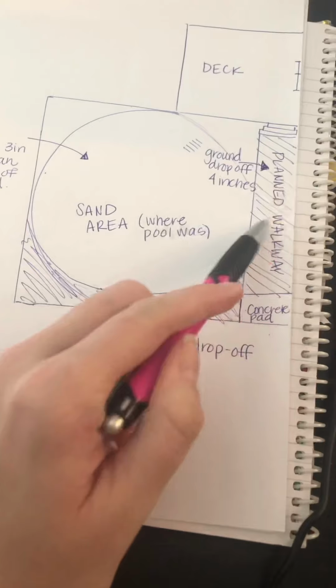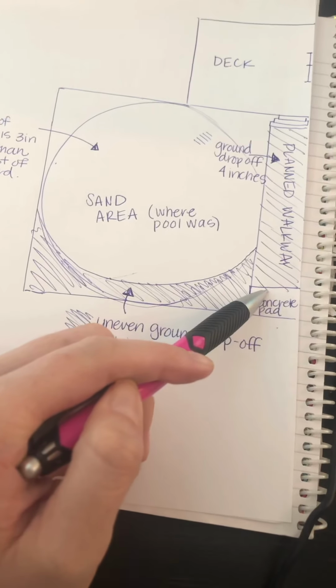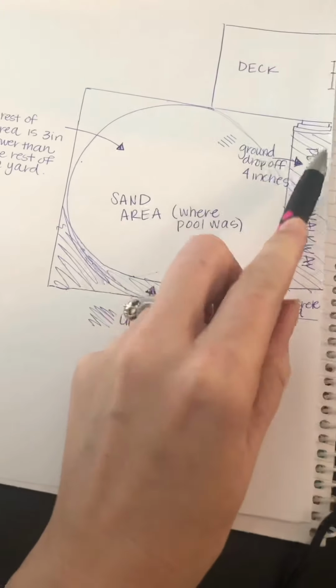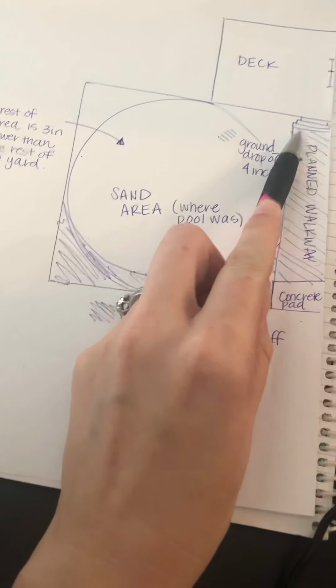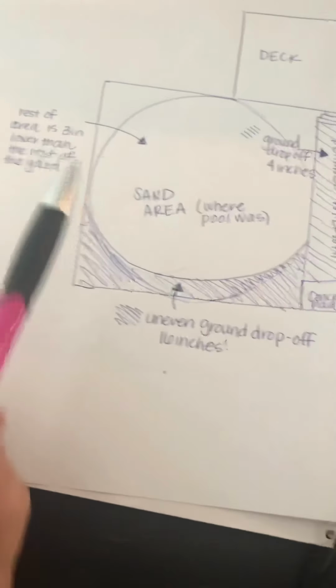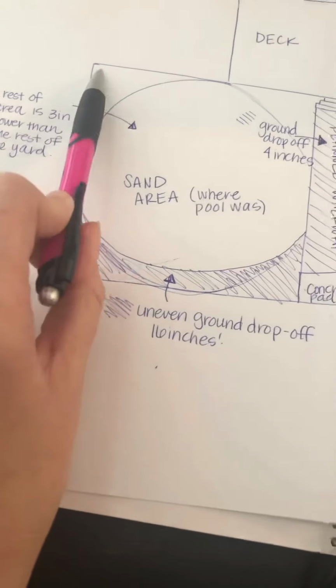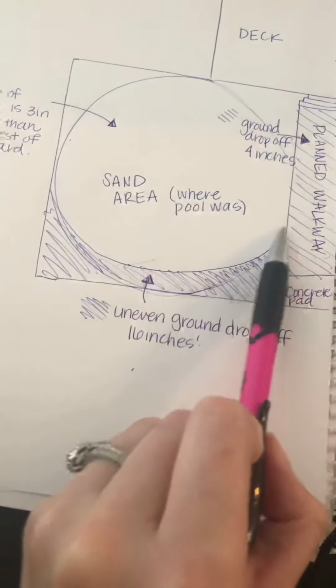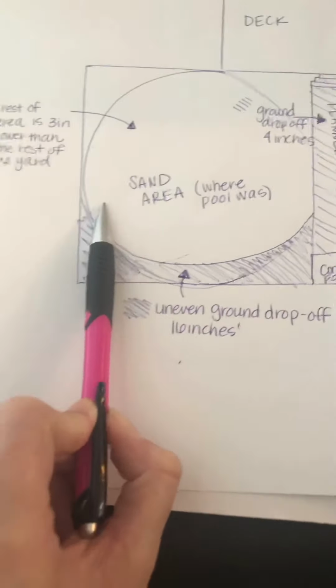And then this walkway used to have a deck covering it. There was a deck around the pool, and it has dropped off 4 inches. So from the bottom of these steps to the ground, there's a 4-inch gap. And then the rest of the area that's in sand and everything else that was covered is only about 3 inches lower than the rest of the yard.